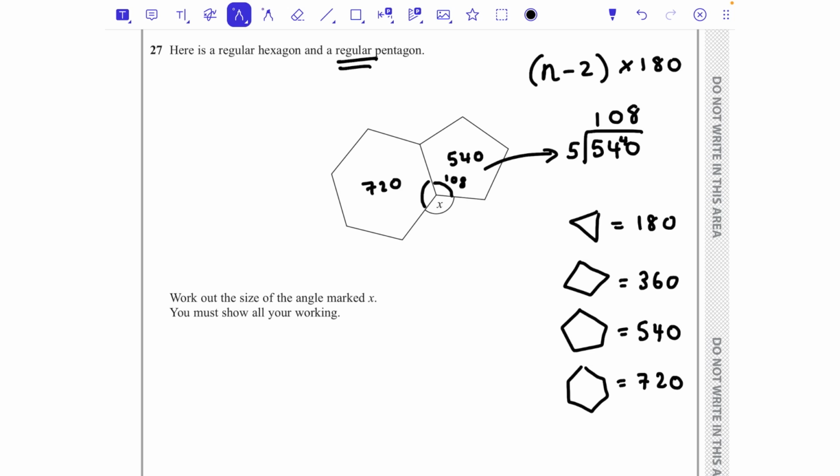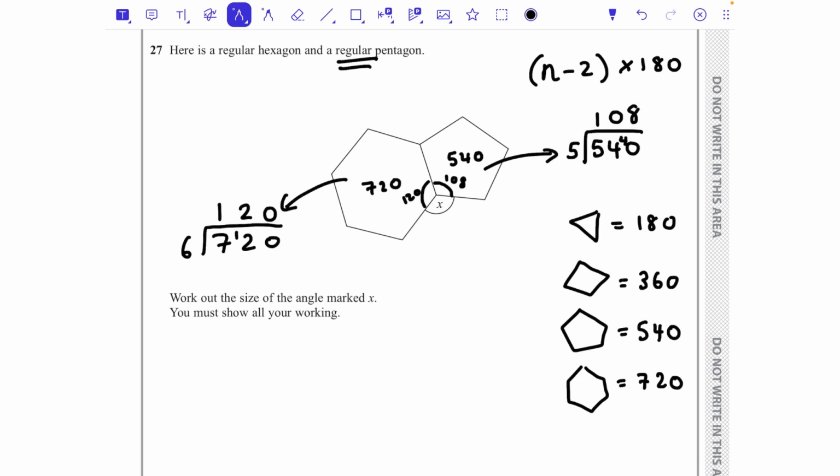On this side, if we want this angle, we need to do 720 divided by 6. How many 6s go into 7? Well, that fits in one whole time, remainder 1. How many 6s go into 12? That fits twice. How many 6s go into 0? That fits 0 times. So that is 120.